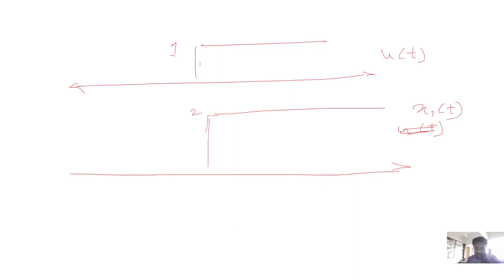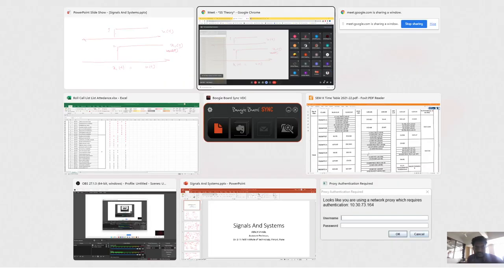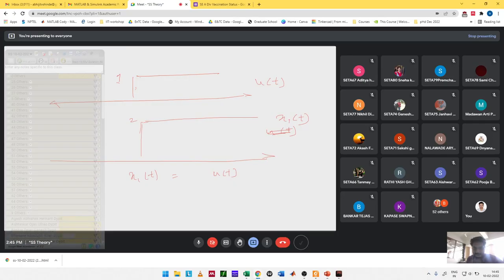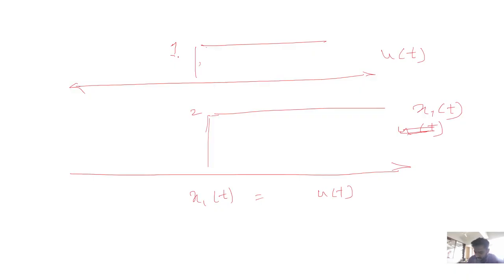Can anyone help me write x1 of t in terms of u of t? How can I represent it? The question is, have you understood the question? Sakshi, am I audible? Not understood, sir. Good, that means you are paying attention.